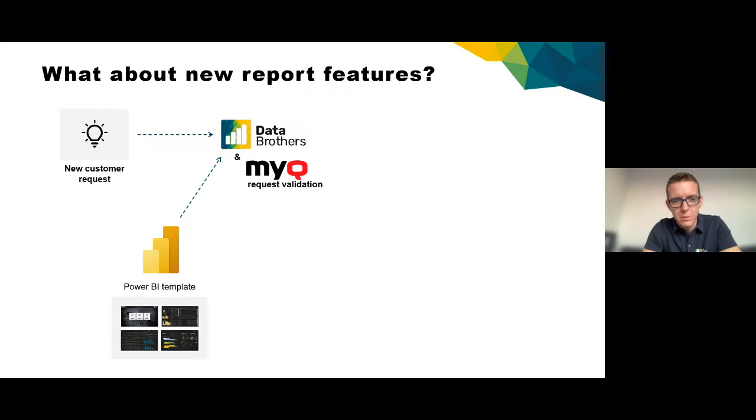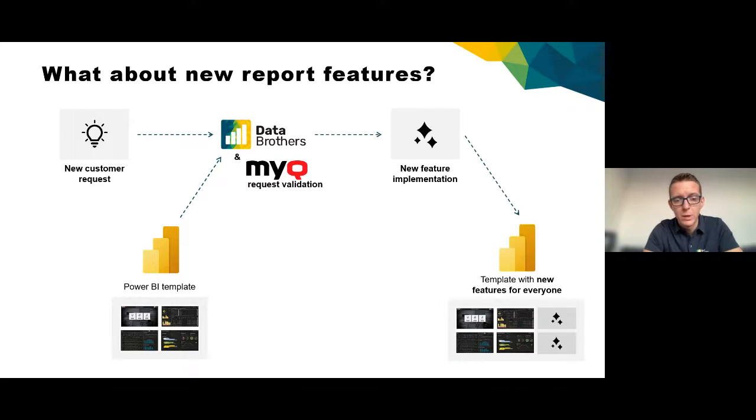After we receive your requirement, we'll discuss it with MyQ, and if we have all the available data, after approval we send you an offer for your requirement. We take the latest Power BI template, implement your request, and send you the new version of the Power BI template for testing. After that testing, we publish this new version with the new features and report pages for everyone back on the MyQ website.